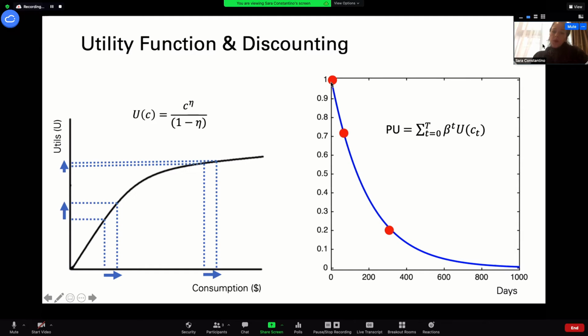And what this shows is that something would be worth only 70% as much in 100 days. And the value keeps decreasing over time. And a steeper curve would mean even steeper decreasing of the value over time.